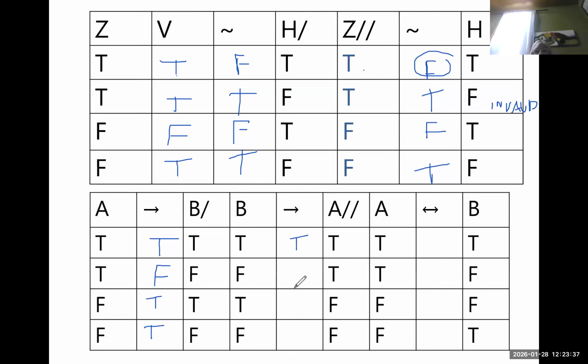So here we go. True, then true. False, then true is true. True, then false is false. And false, then false is true. A, if and only if B works like this.